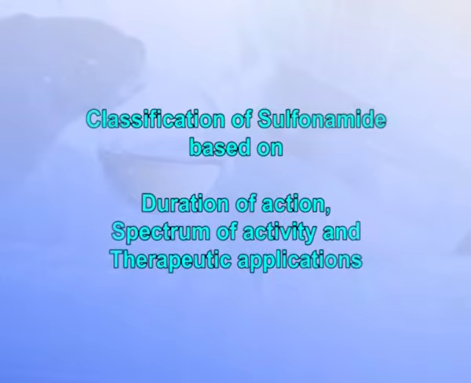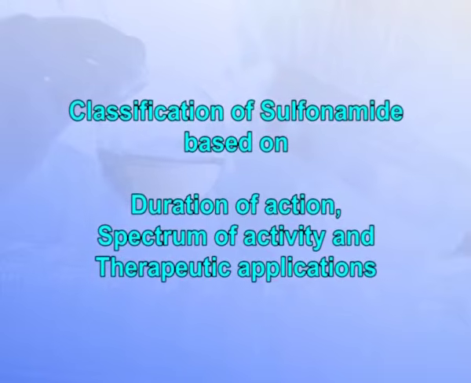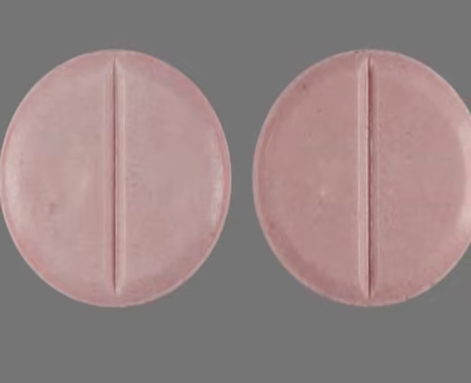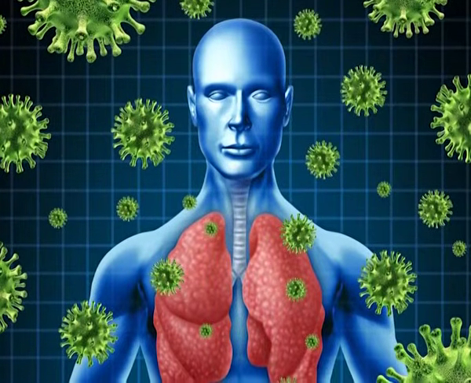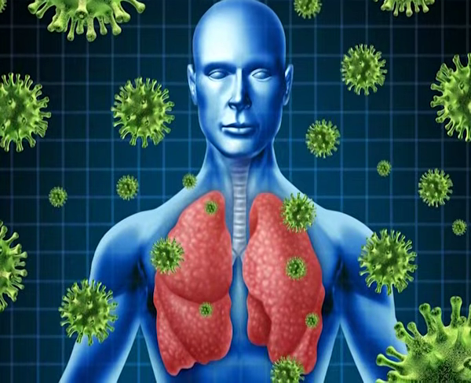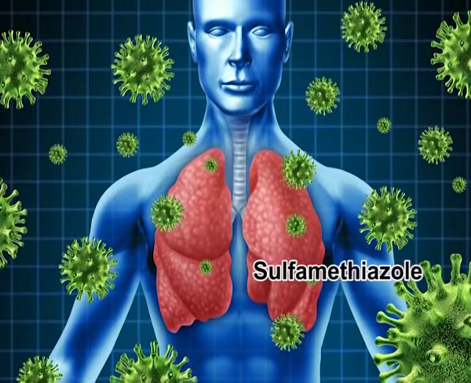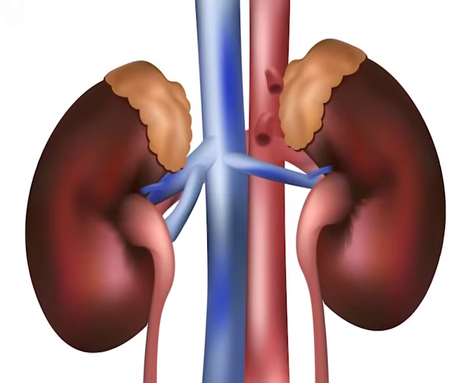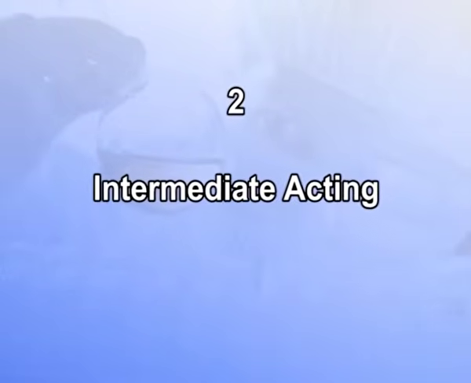The second classification of sulfonamide is based on duration of action, spectrum of activity and therapeutic application. Based on that, the first class is short acting sulfonamides. These are the molecules with a half-life less than 10 hours. These are preferred for systemic infection as they are rapidly absorbed and rapidly excreted. The examples under this category are sulfamethizole, sulfisoxazole and sulfanilamide, which have been used for the treatment of urinary tract infection.